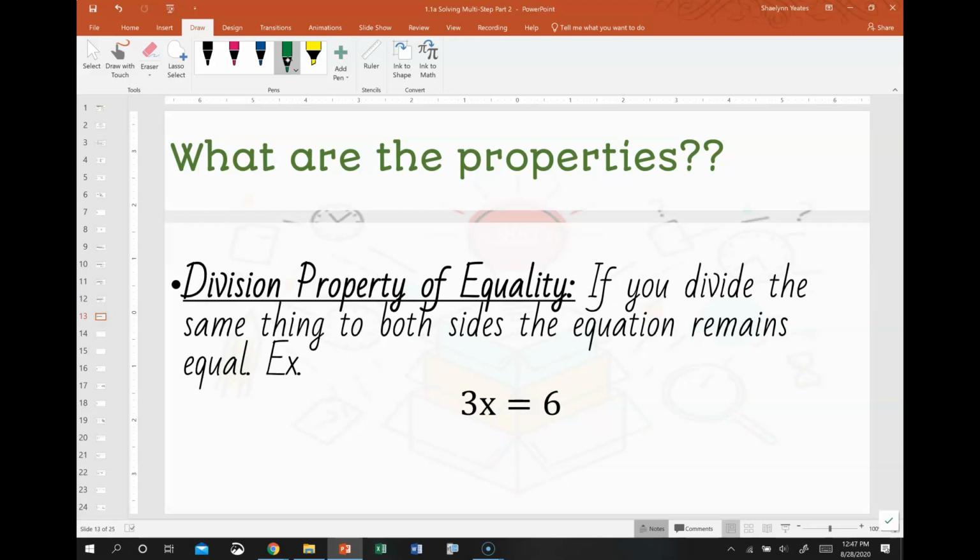Not too difficult. Alright, so looking at the division property of equality, same idea that we've been doing, except this time you divide. So we would divide both sides by 3 and get x equals 2 here. And then I would use div POE. There we go.